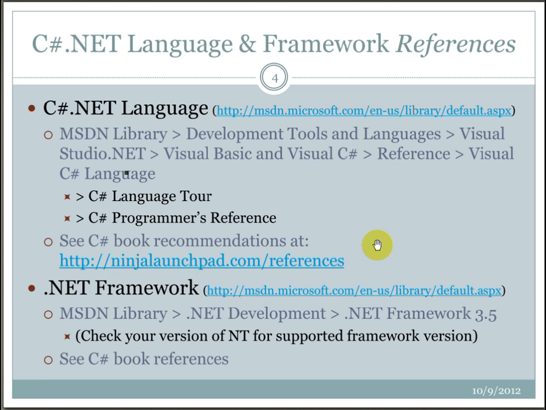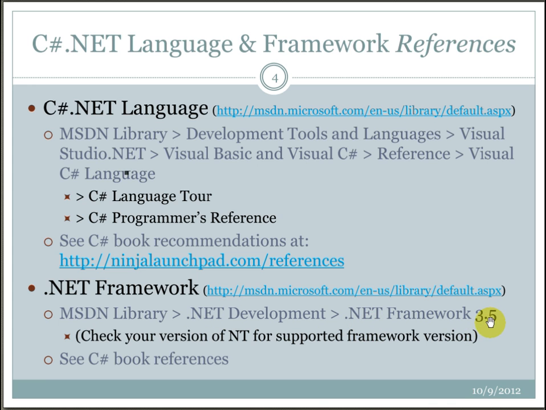There's a book there called C# Joes to Pros, which might be a good choice. So you might consider those if you like to learn by books. Three choices out there. Also, for the .NET Framework information, again, go out to the MSDN library. .NET Development would be the next link, and then you're going to be interested in .NET Framework version 3.5.